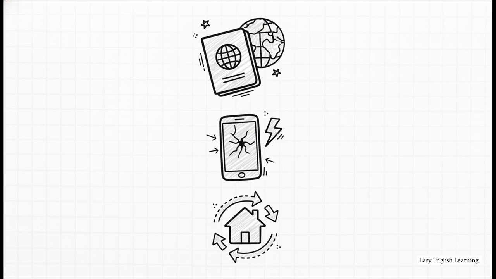Second, for past actions with a present result. The event is over, but the consequence is right here, right now. I have lost my keys, meaning I'm locked out right now, or she has broken her phone. And third, for an action that started in the past and is continuing right up until now. I have lived here for 5 years. He has studied English since 2020.